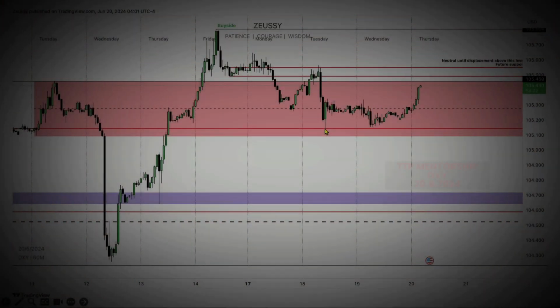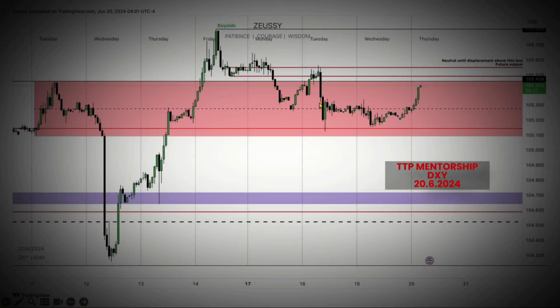I like the fact that we formed a low on Tuesday. That's good for me, and that on Wednesday we simply consolidated. However, what could confirm to me that Tuesday is the low of the week is if we would displace above this CB, displace above the Tuesday high, displace automatically also above this range, and then utilize it as support to draw higher.